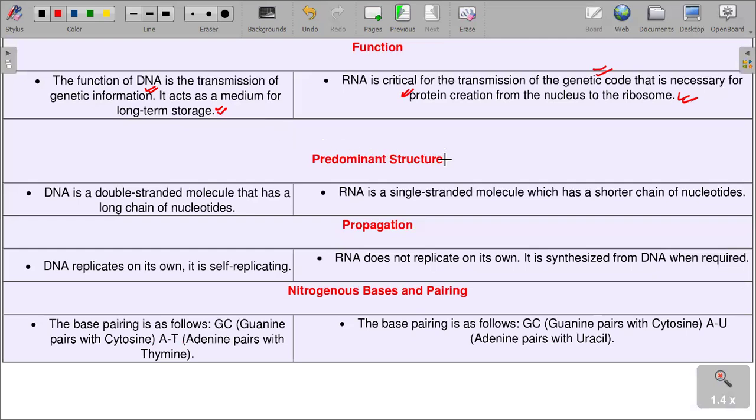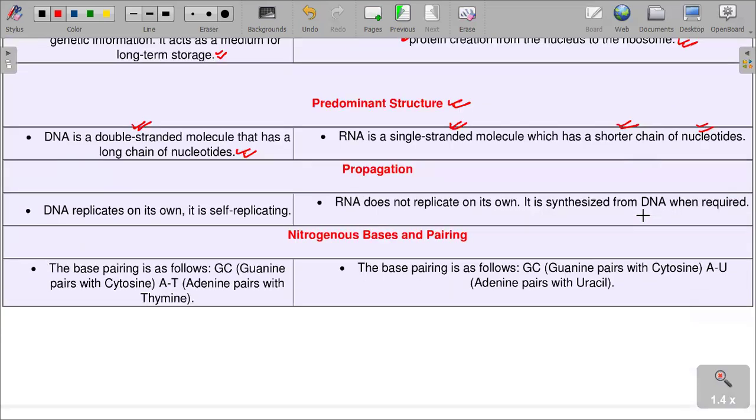Let's look into the predominant structure. DNA is a double-stranded molecule that has a long chain of nucleotides. And then RNA is a single-stranded molecule which has a shorter chain of nucleotides. That is also a specific difference that you can find and you can look at.